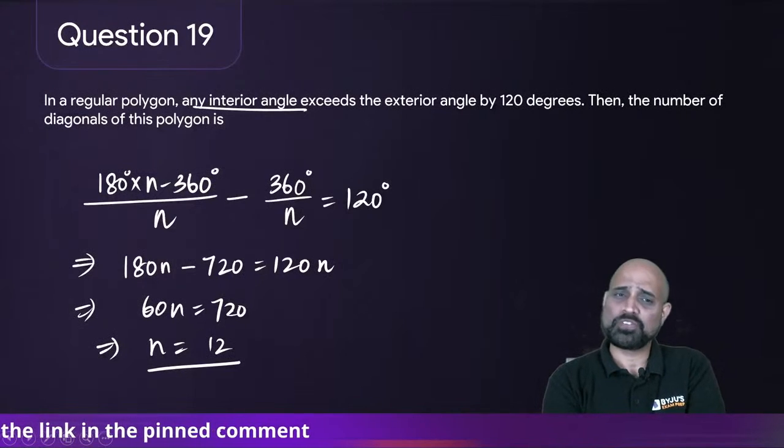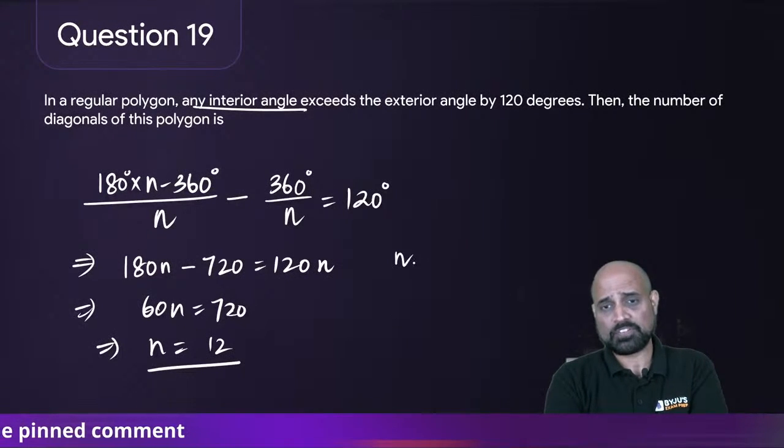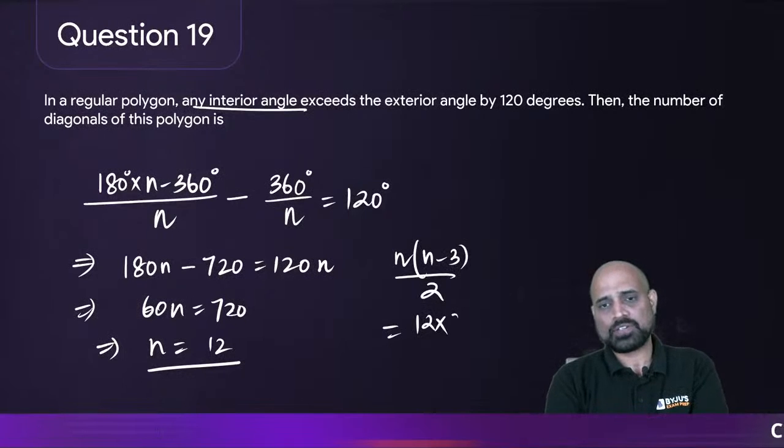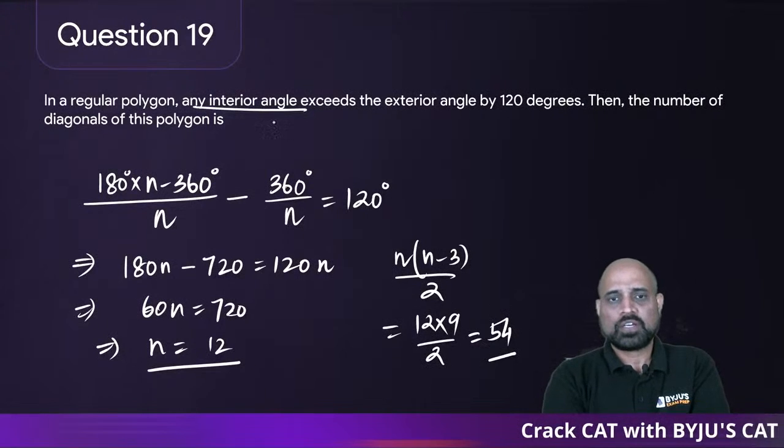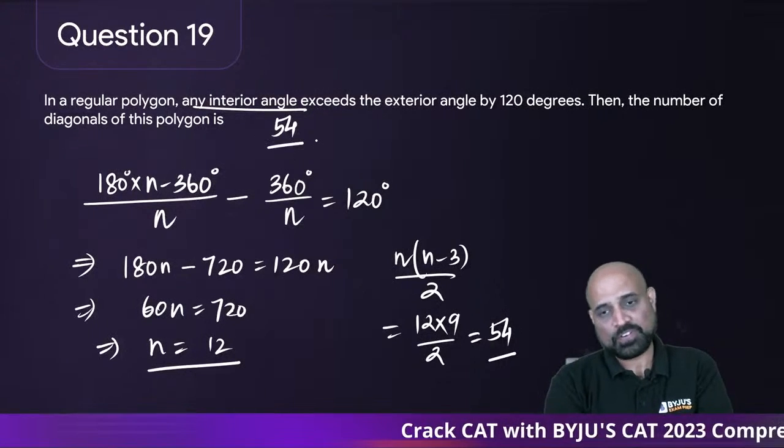Question asked is the number of diagonals. The number of diagonals is given by the formula n into n minus 3 upon 2. So this is 12 into 9 by 2, which will be 54. Numerical type question, so we have to type in 54.